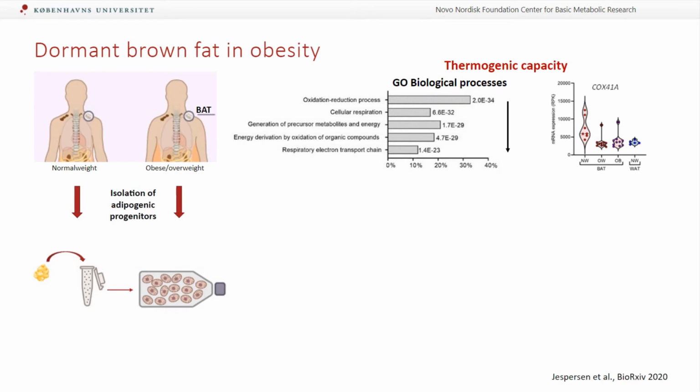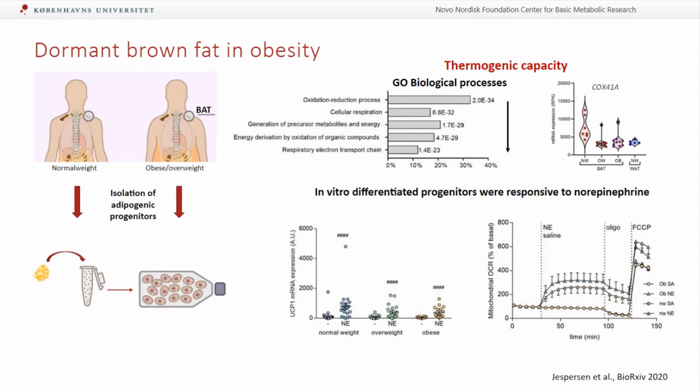We also isolated adipogenic progenitors from these subjects, and here we could again see that it didn't depend on if the person was obese or overweight. We could still find thermogenic adipocytes that were differentiating just fine in vitro. So they responded to norepinephrine in terms of upregulating UCP1, and they responded to norepinephrine in terms of increasing their oxygen consumption rate.